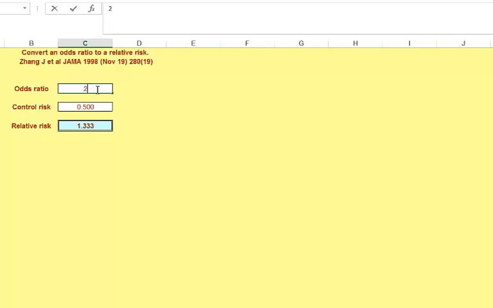Software gives you the odds ratio. It won't give you the relative risk, unfortunately. Logistic regression gives you the odds ratio. It does not give you the relative risk.